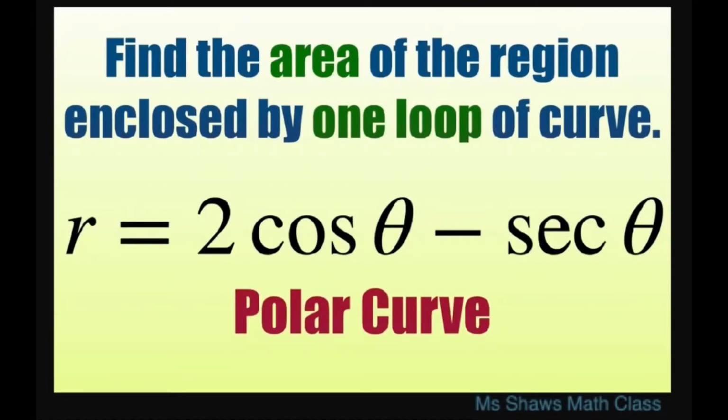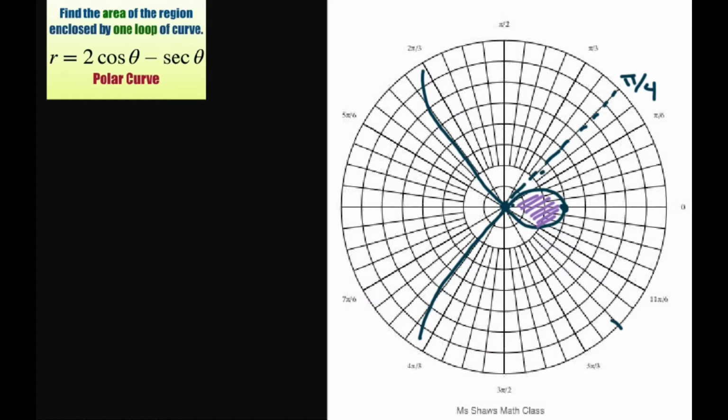Everyone, we're going to find the area of the region enclosed by one loop of the curve r equals 2 cosine of theta minus secant of theta. This is a strophoid, and it looks like this. I went ahead and graphed it, but let me show you how I did this.